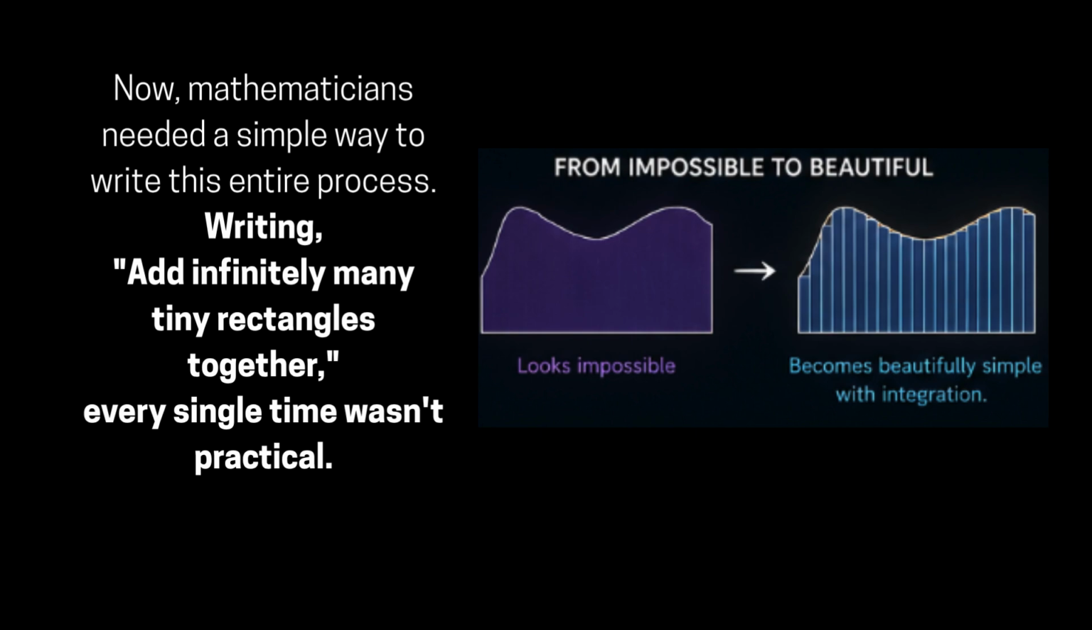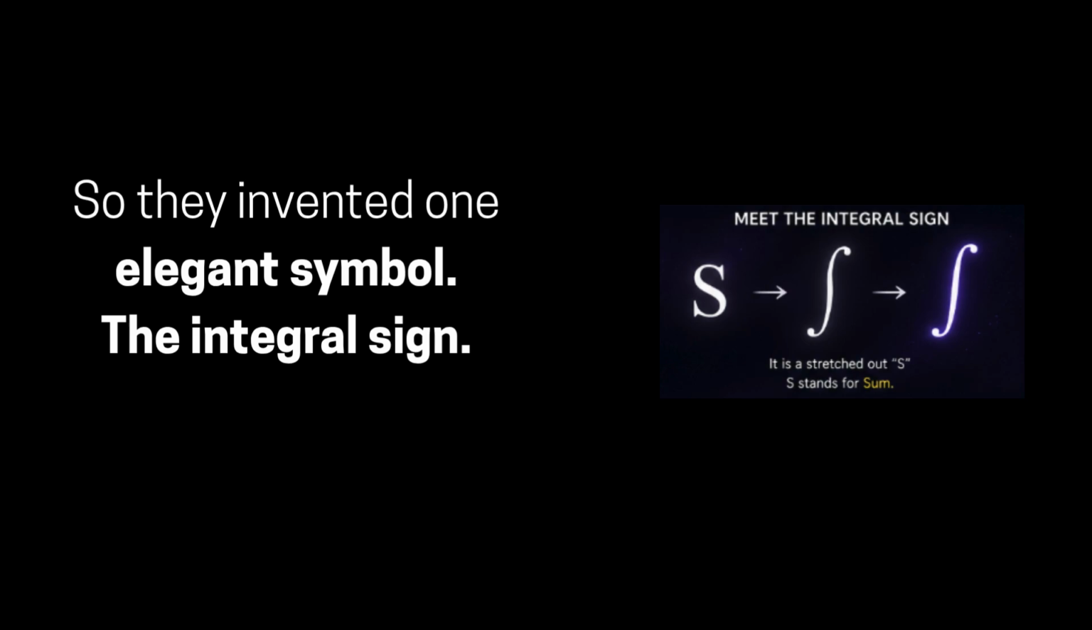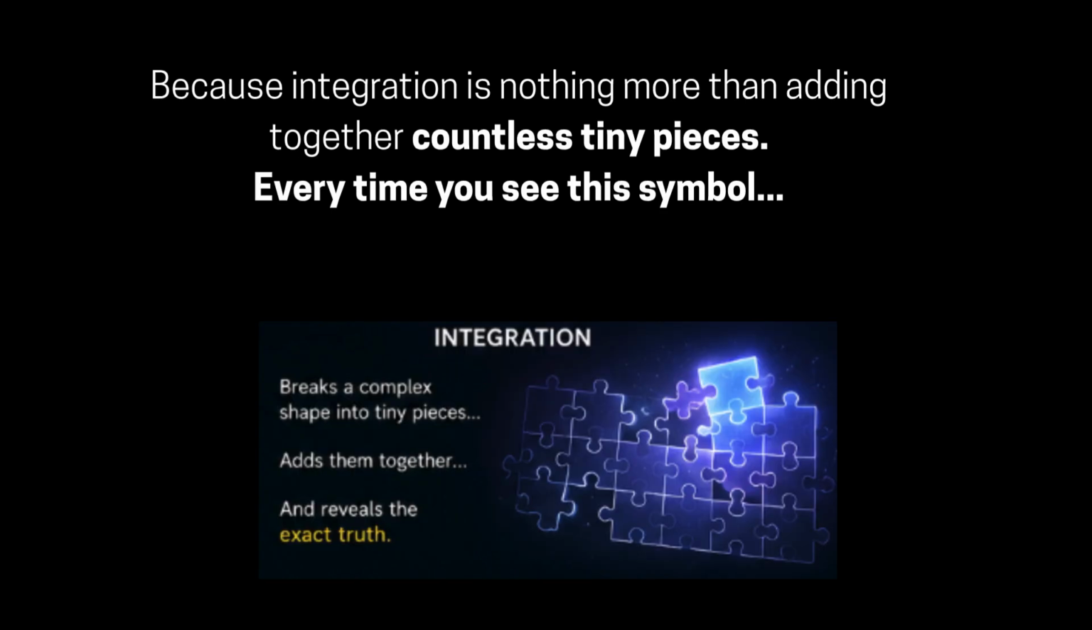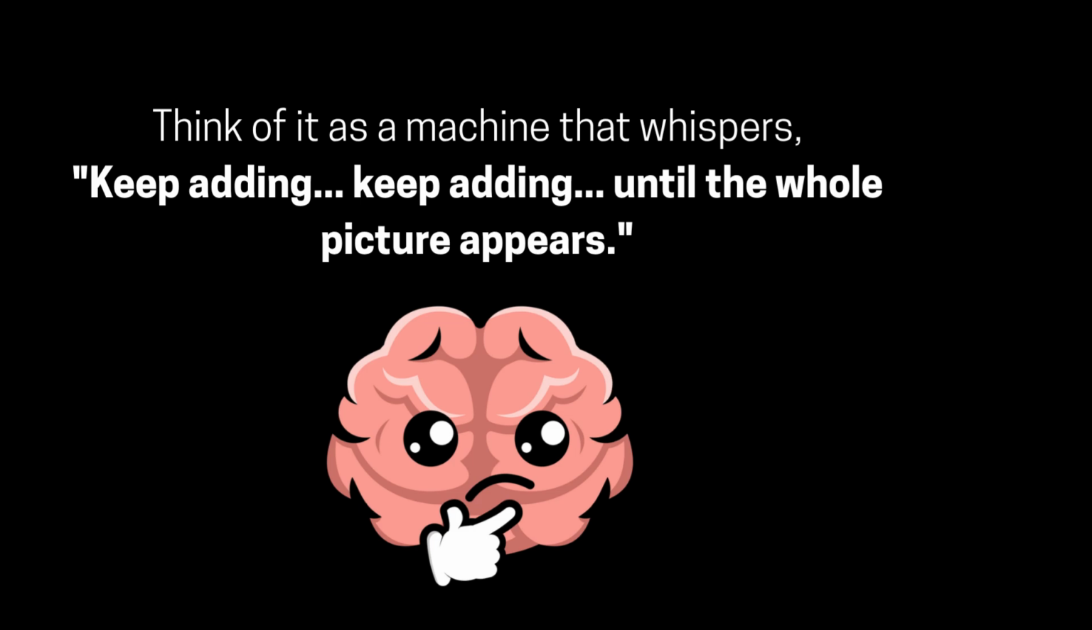Now, mathematicians needed a simple way to write this entire process. Writing "add infinitely many tiny rectangles together" every single time wasn't practical. So they invented one elegant symbol. The integral sign. At first glance, it looks mysterious. But it actually has a fascinating history. It's a stretched version of the letter S, and that S stands for sum. Because integration is nothing more than adding together countless tiny pieces. Every time you see this symbol, think of it as a machine that whispers, keep adding, until the whole picture appears.